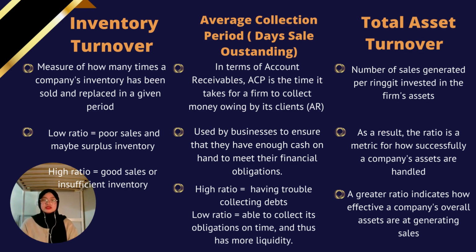Total asset turnover, also known as asset turnover, is the amount of sales generated per ringgit invested in the firm's assets. As a result, the ratio is a metric for how successfully a company's assets are handled. A greater ratio indicates how effective a company's overall assets are at generating sales. The formula used for total asset turnover is sales or revenue divided by total assets.